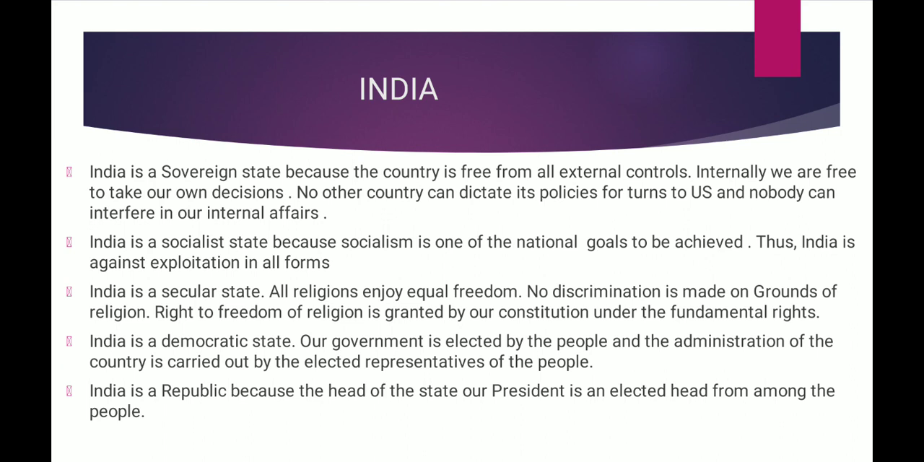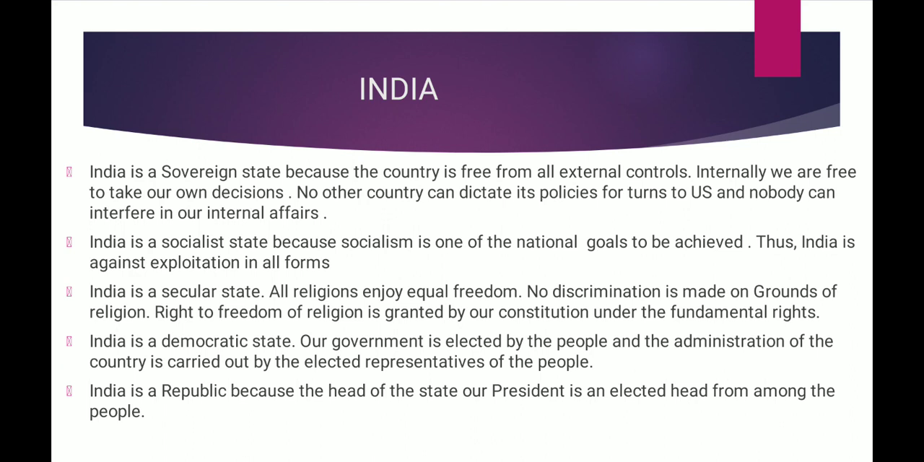The next thing, India is a secular state. All religions enjoy equal freedom. It means in our country, all religions get equal status. There is no official religion in our country, unlike Pakistan and Sri Lanka. In Pakistan, Islam is the official religion. In Sri Lanka, Buddhism is the official religion. But in our country, there is no official religion.